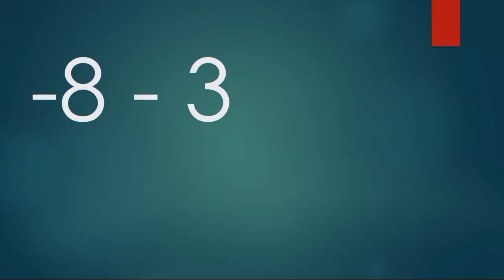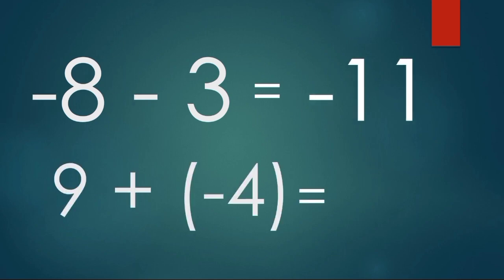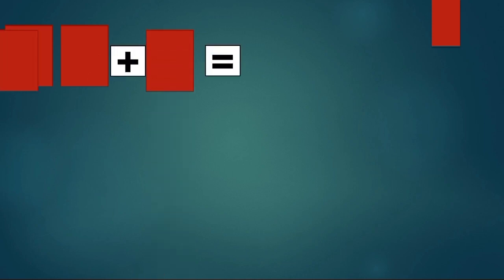So, again, pag parehas ng sign, we just add and then copy their common sign. So, negative 8 plus negative 3 is negative 11. And then, 9 plus negative 4 is 9 minus 4 is 5. So, kung magtataka kayo, finalo lang natin yung rules ng signed numbers.